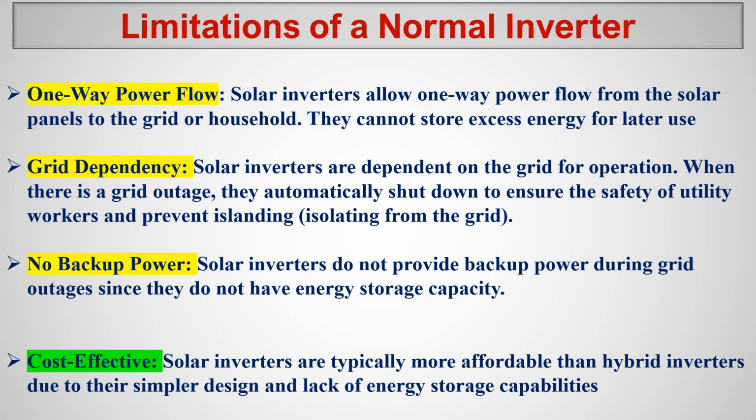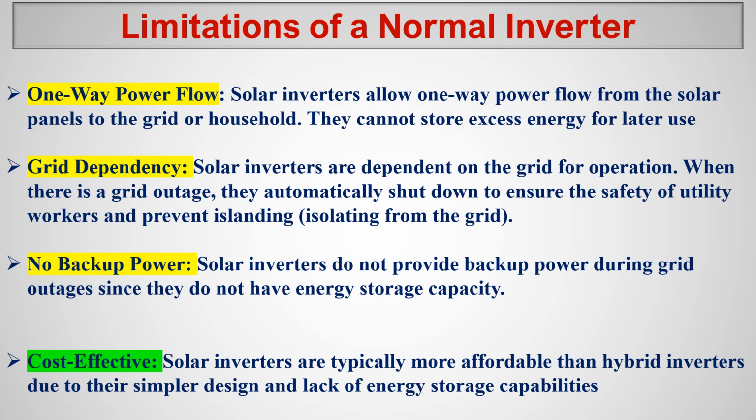So what are the limitations? We go one by one. What are the limitations of a normal inverter, so that you can understand a hybrid inverter in a better way? The first limitation is one-way power flow. It means this normal inverter can take power only from either the solar panels or the battery. You cannot tell the normal inverter to take half of the power from the solar panels and half from the battery. It is not possible because it is a one-way power flow. So the normal inverter can function only in one-way power flow.